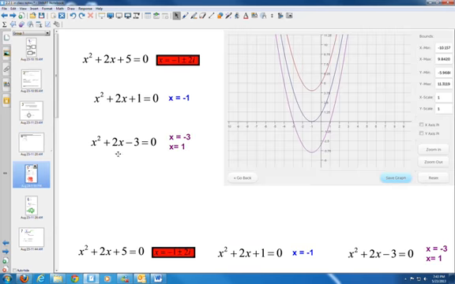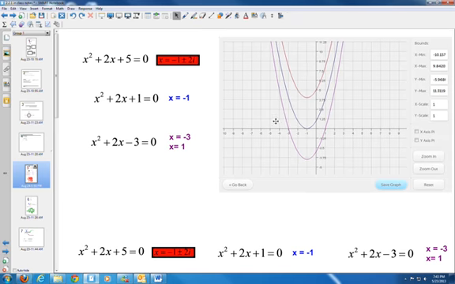Alright, the first thing at the top you'll see is this graph of the three equations. Notice that the first equation has two complex solutions. The second equation has a double root solution, only crossing the x-axis at x equals -1. And then the third equation has two specific real solutions, x equals 1 and x equals -3.